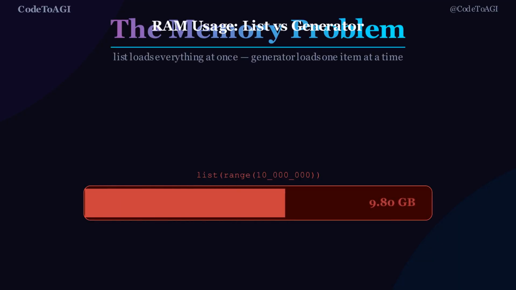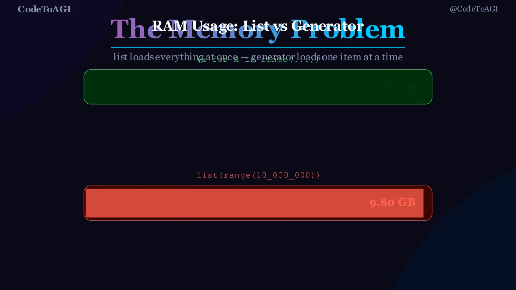You have a file with 1 billion log lines. If you load the whole file into a list, you need 8 gigabytes of RAM. Your computer crashes. With a generator, you load exactly one line at a time. You use 200 bytes of RAM total. Same result. 0 crashes. Watch this memory bar.